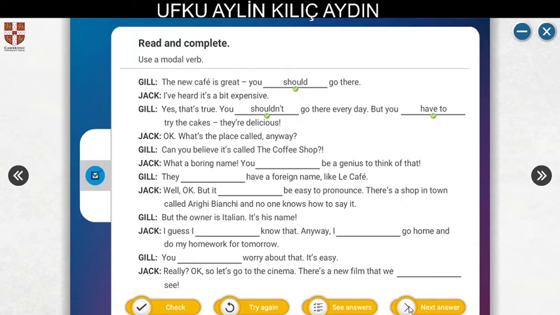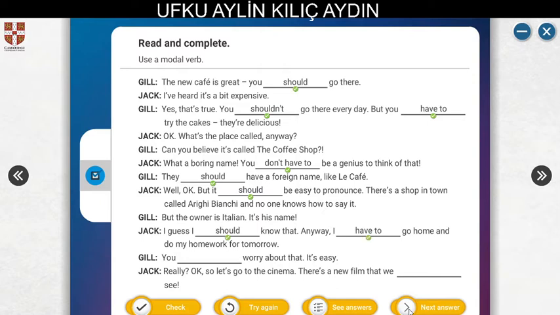Can you believe it's called the coffee shop? What a boring name. You don't have to be a genius to think of that. They should have a foreign name like Le Café. Well, okay, but it should be easy to pronounce. There's a shop in town called Arigi Bianchi and no one knows how to say it. But the owner is Italian. It's his name. I guess I should know that.